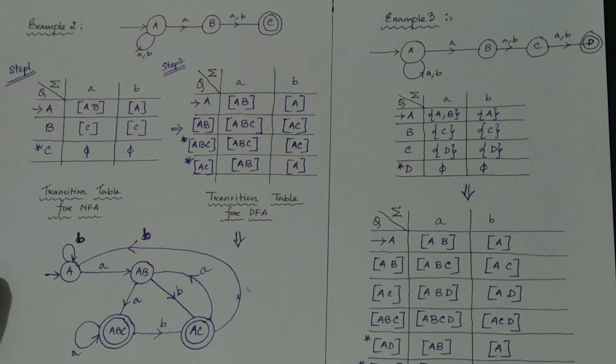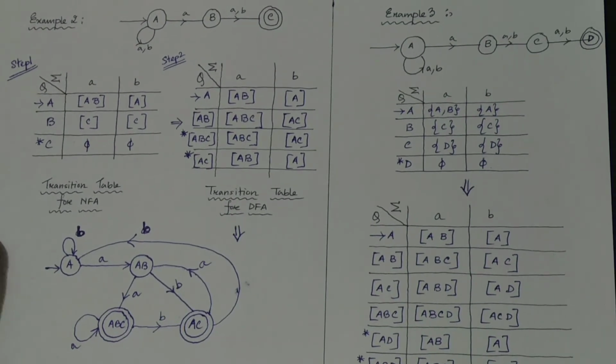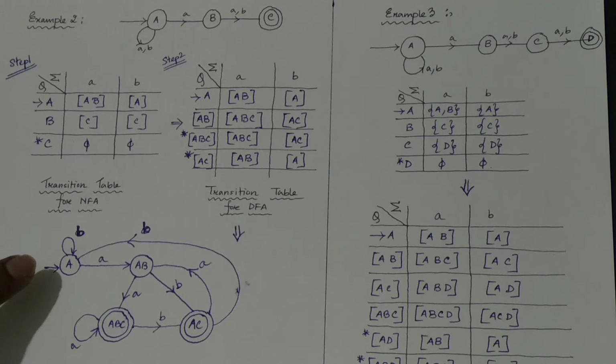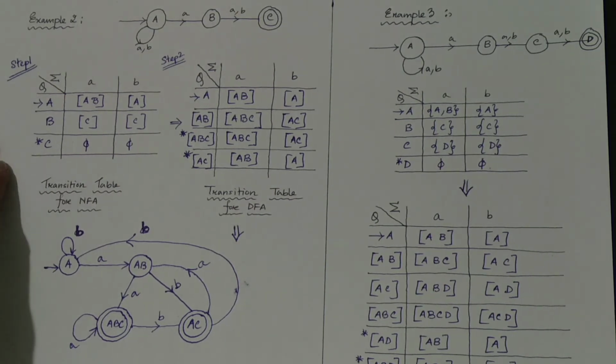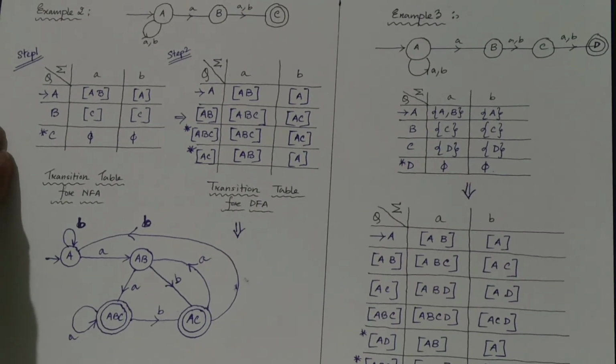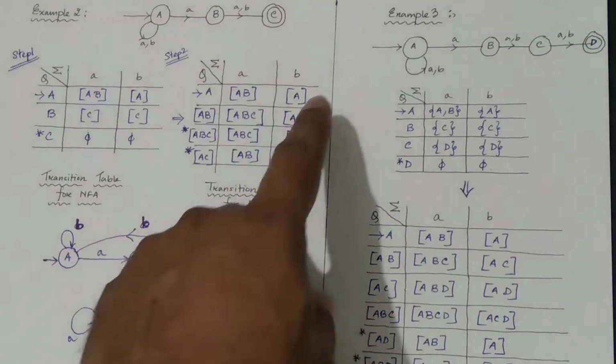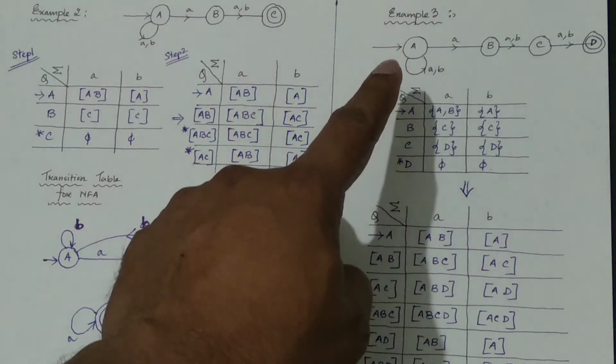Clear? So this is your final diagram. This was the NFA and this was the DFA. You can check that for every state there is one transition for each input symbol. So this is all about your example number 2, where you have also studied how to convert a typical one. And this is your final example that I brought for you. You can pause the video and try on your own.